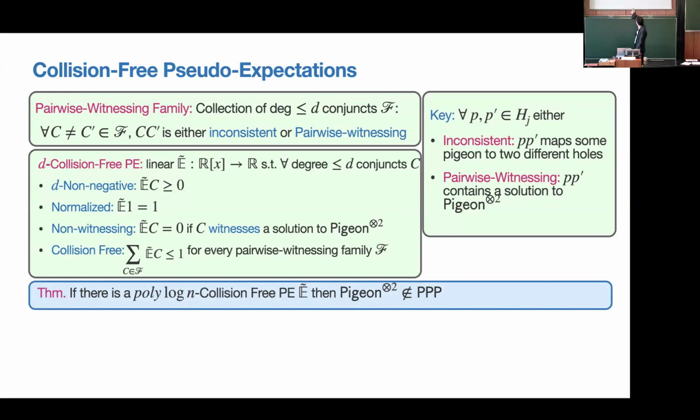Yeah. So it's going to preclude the existence of a reduction from pigeon squared to pigeon, and let's just see that really quickly. Suppose there is such a reduction. These are each polylog n depth decision trees over the variables of pigeon squared.